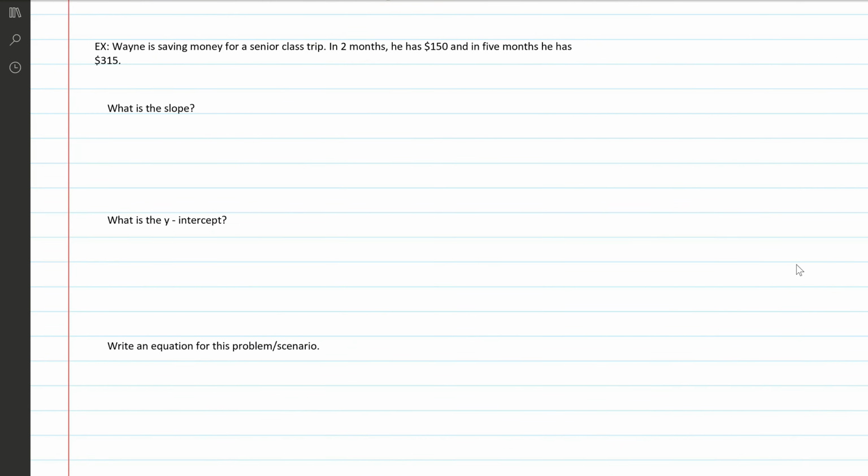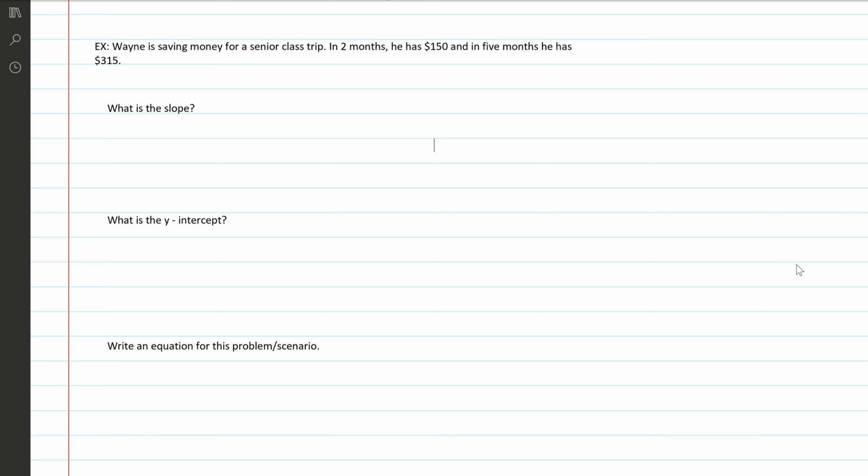So let's find the slope, y-intercept, and an equation for some real-life scenarios. The first one states that Wayne is saving money for his senior class trip. In 2 months, he has $150, and in 5 months he has $315. So we're going to find the slope, the y-intercept, and then write an equation for this problem scenario.